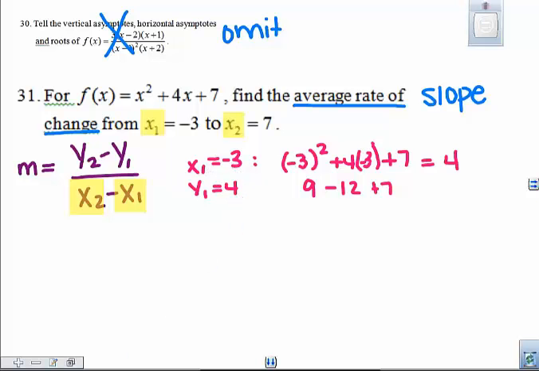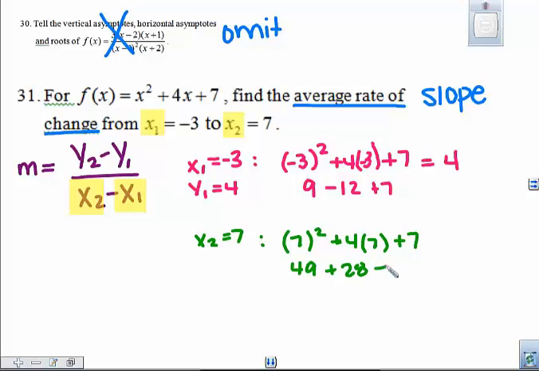We're going to do the same thing now for x2. When x2, which is 7, is plugged in, 7 squared plus 4 times 7 plus 7. It's 49 plus 28 plus 7, which is 84. So y2 is 84. So now we have all four pieces for the slope formula.